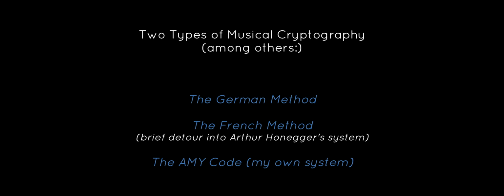It all started with solfege, which you may know as do, re, mi, fa, sol, la, ti, or do, re, mi, fa, sol, la, si, or sometimes do was represented with ut. There's many different kinds of solfege, but that's the most popular version. In this video, I'm going to be talking about two different methods of musical cryptography.